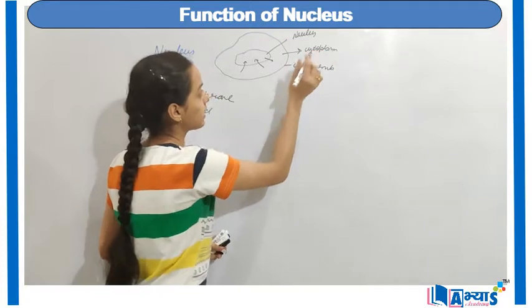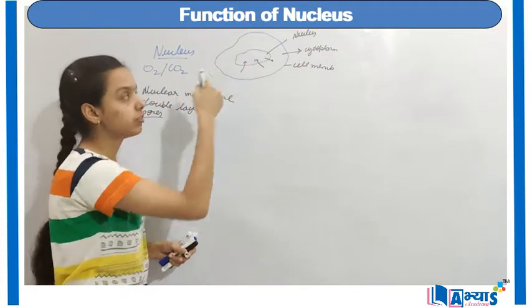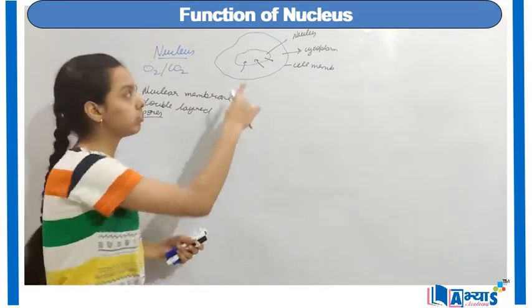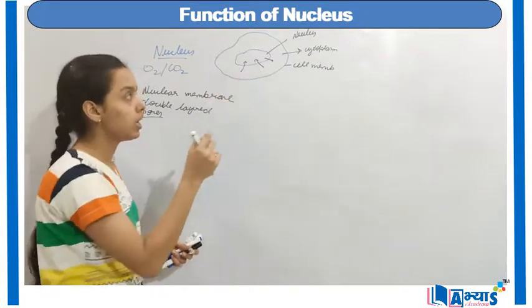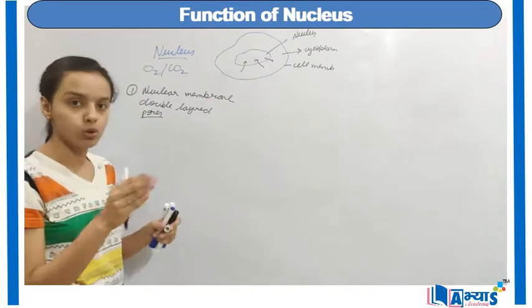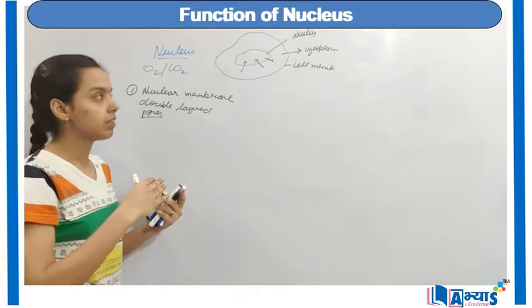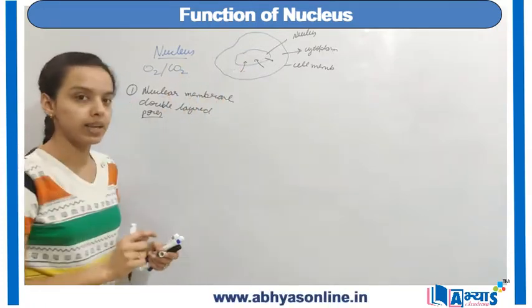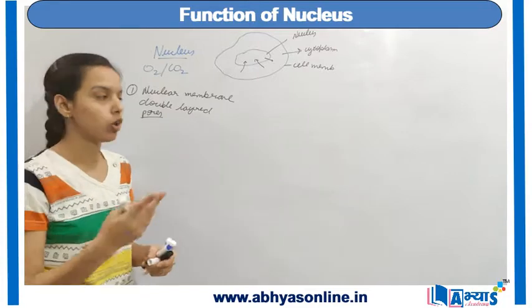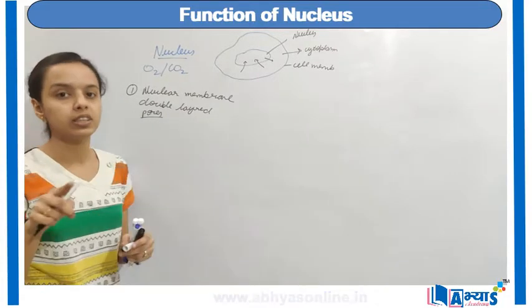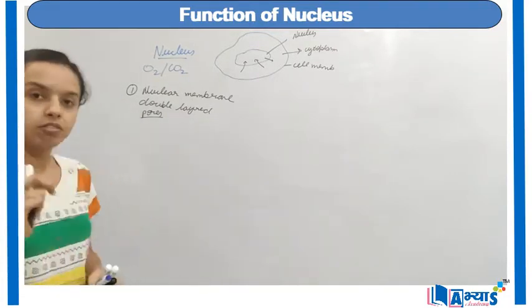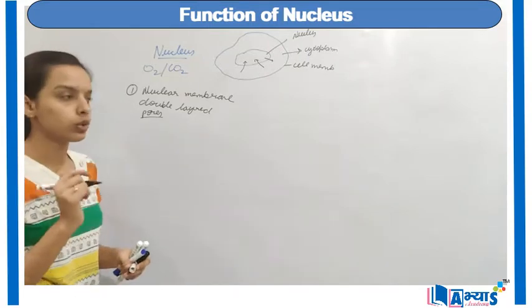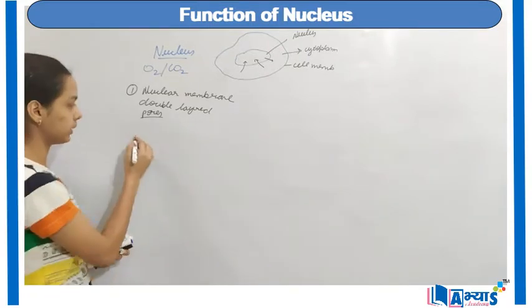Now you can clearly see that it is the nuclear membrane which is acting as a barrier between the nucleus and the cytoplasm. So if we have small holes in the nuclear membrane, they will allow the transfer of substances from the nucleus to the cytoplasm, which is actually the main function of the nuclear pores found in the nuclear membrane. So this was the first structure of the nucleus.